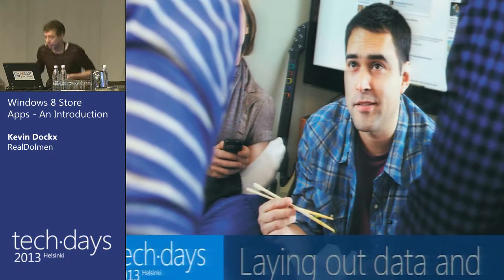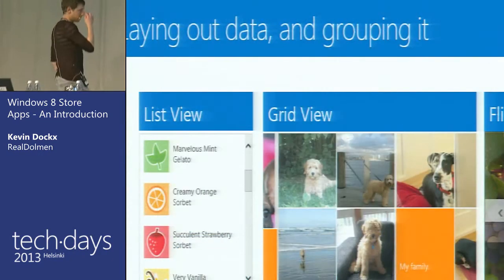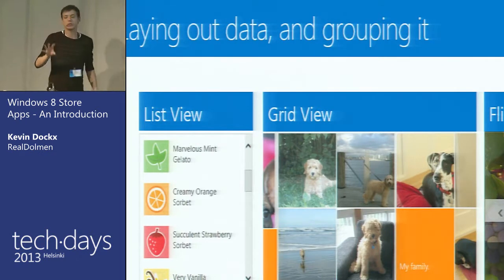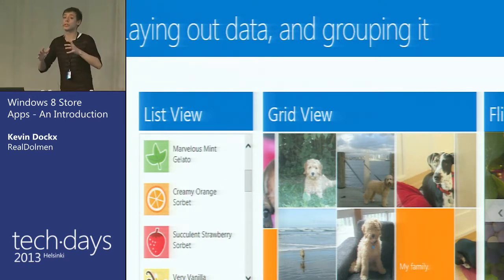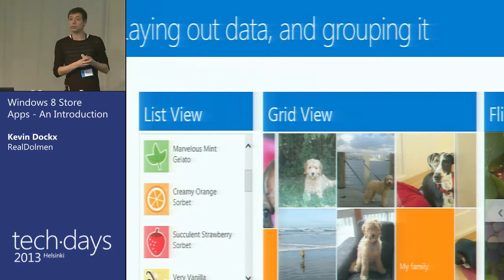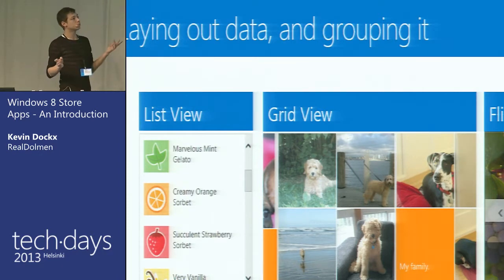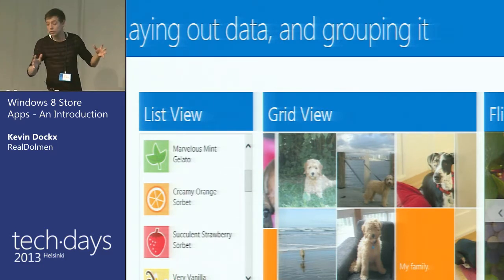So let's start by laying out data and grouping it. When you start building an app like this, you'll obviously immediately notice that there are a bunch of controls built in. The most important ones, the ones you will probably use most, at least, are list view, grid view, and a flip view. These are typically used for laying out collections of data.